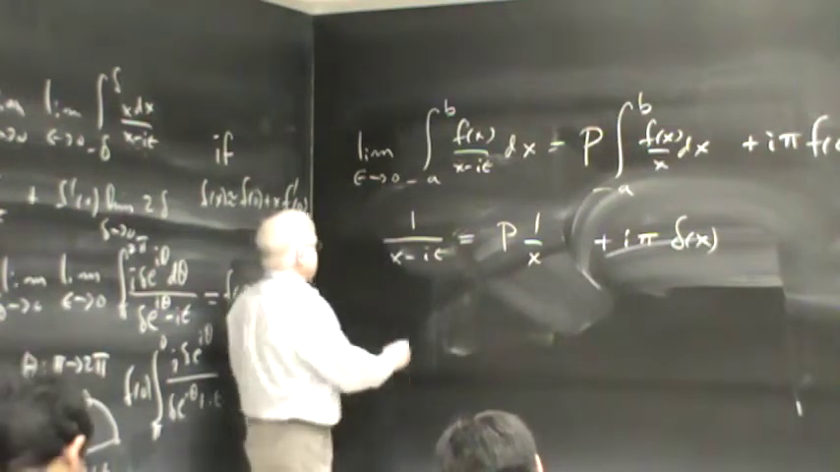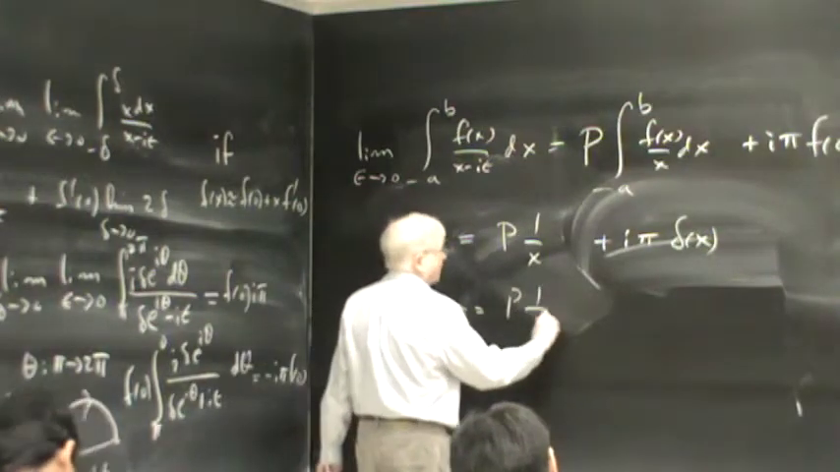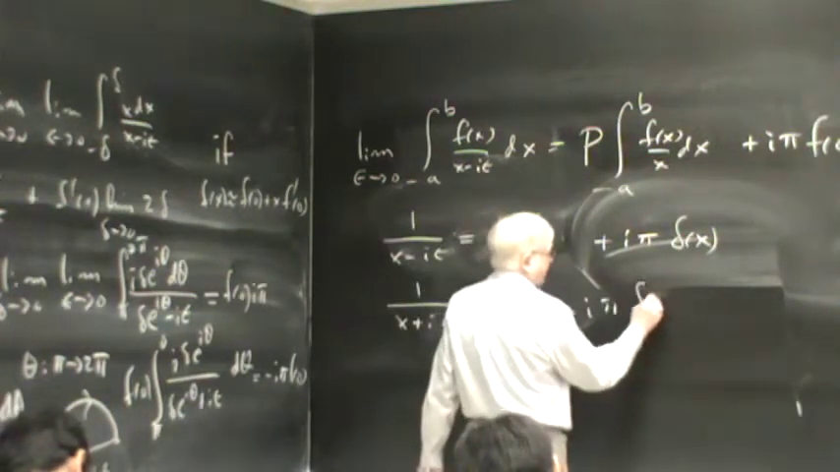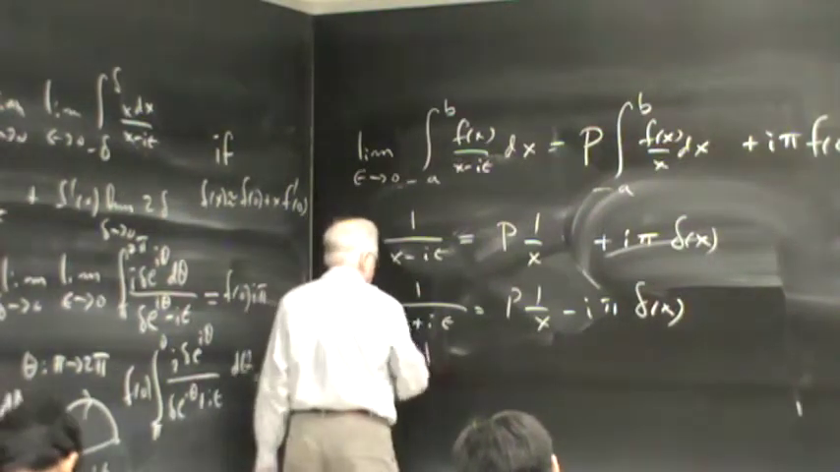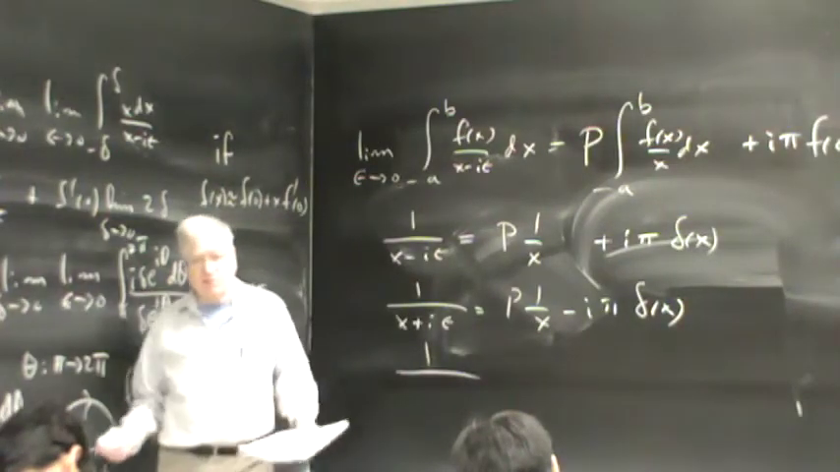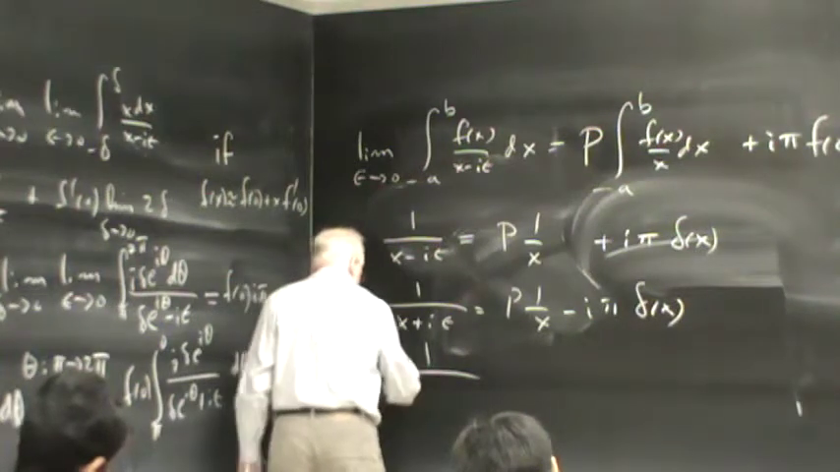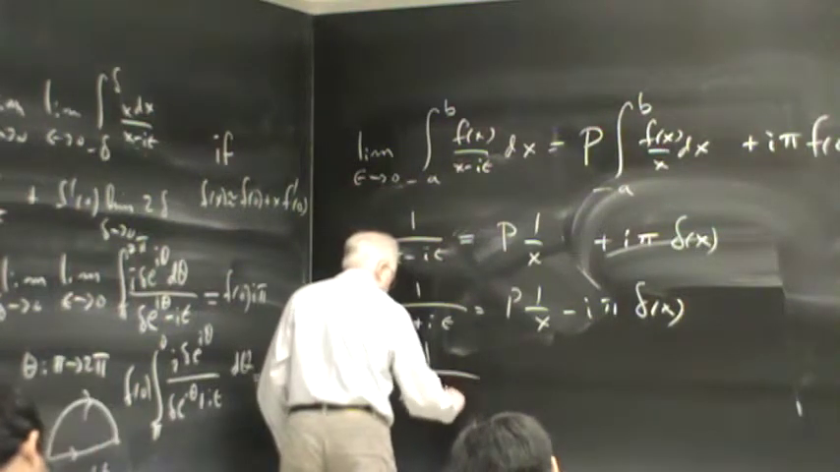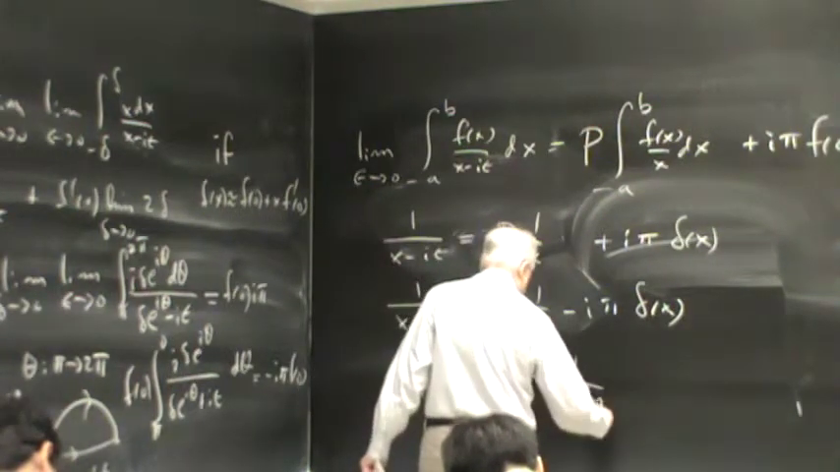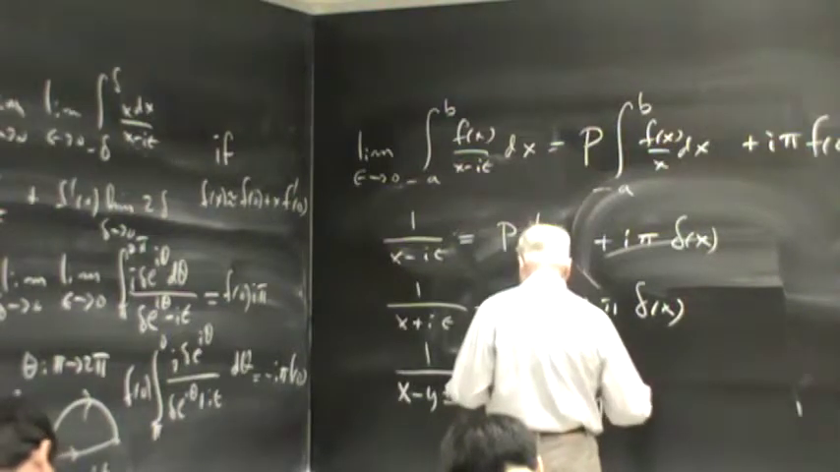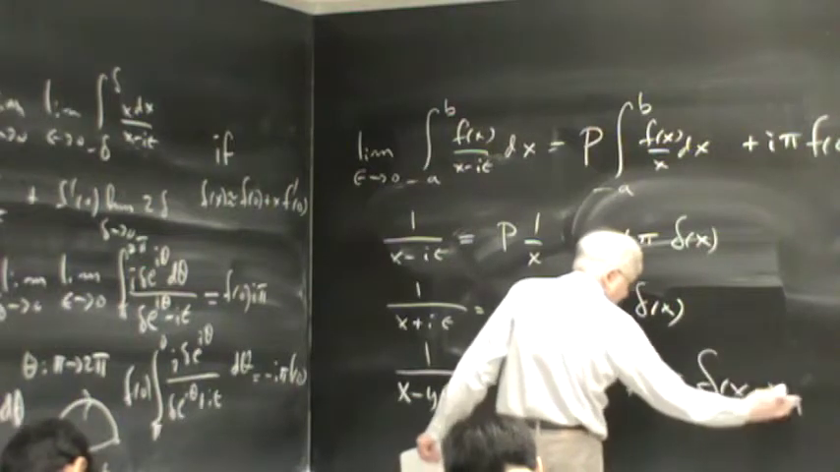So the other relation is 1 over x plus i epsilon equals the principal part of 1 over x minus i pi delta of x. And more generally, obviously, the point x equals 0 is not special. It could have been y. And so we have 1 over x minus y plus or minus i epsilon is the principal part of 1 over x minus y, minus or plus i pi delta of x minus y.